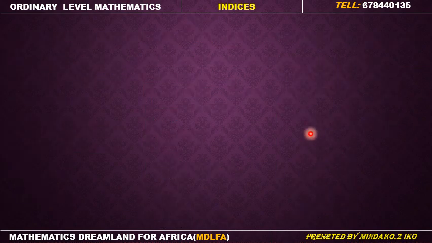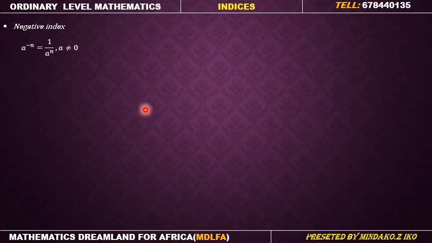Let's continue. Now we are going to look at the law of negative index. For the negative index, if you have any real number a raised to the power negative n, it is simply equal to 1 divided by a to the power n, and a should be different from 0.